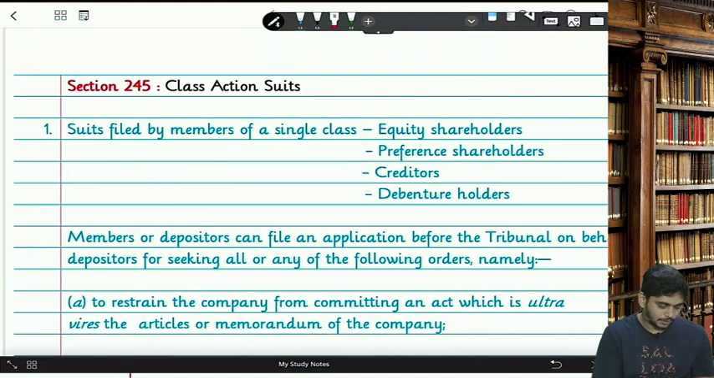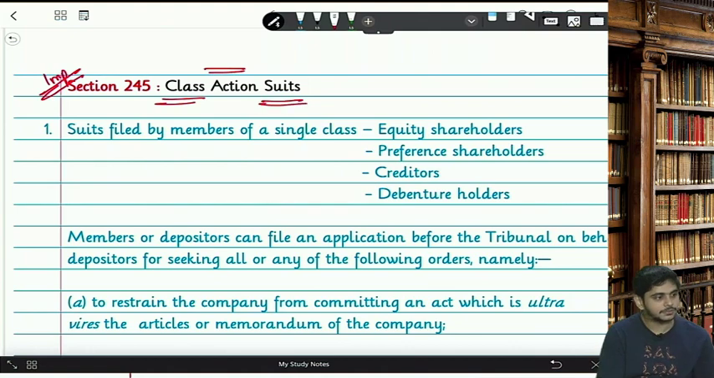Now, in your book, kindly mark this as important. Please mark this as important. Now, there's a word called class action suits. Class action suits. Now guys, what does this line mean? It is basically a suit or an action taken by a particular class.